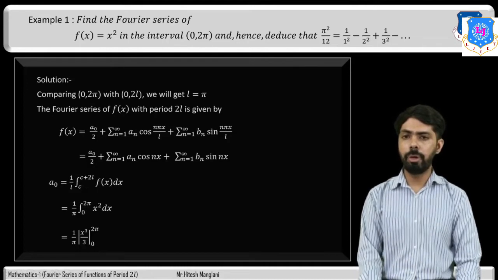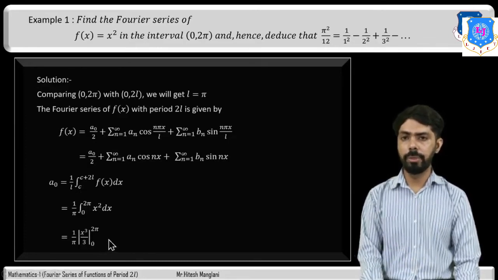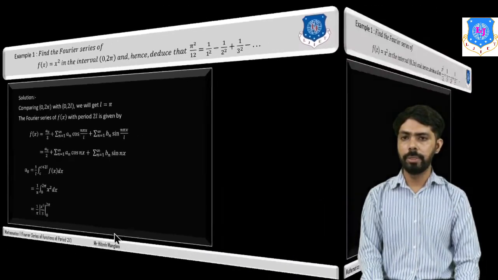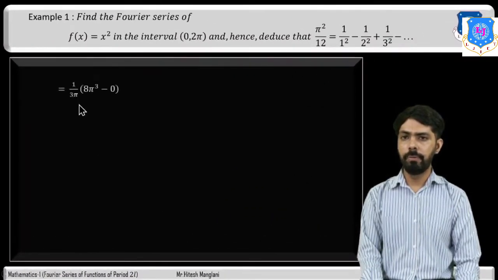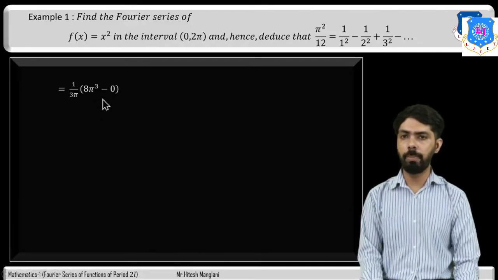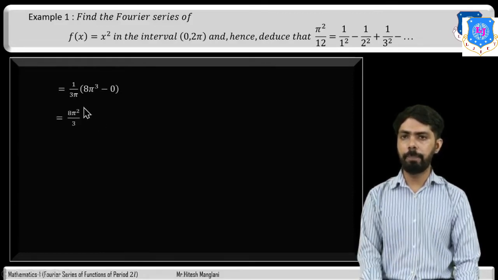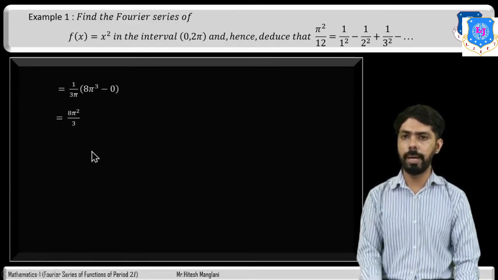Now here, first of all, we will replace x by 2 pi, that is the upper limit, minus x by 0, that is the lower limit. So replacing x by 2 pi, it will be 1 divided by 3 pi in bracket 8 pi cube, because 2 pi whole raised to cube. So it will be 8 pi cube minus 0, because the lower limit is 0. If we simplify this result, it will be 8 pi square divided by 3, because pi cube divided by pi will be pi square. So the value of a0 is 8 pi square divided by 3.